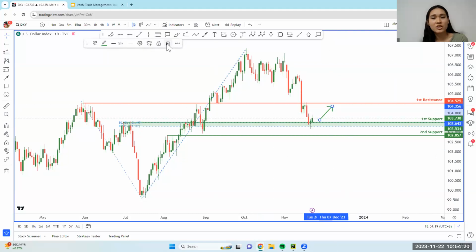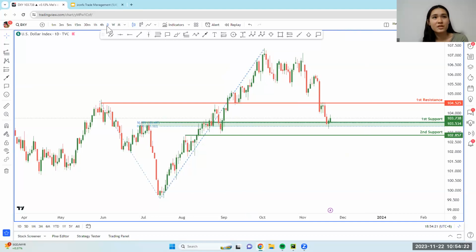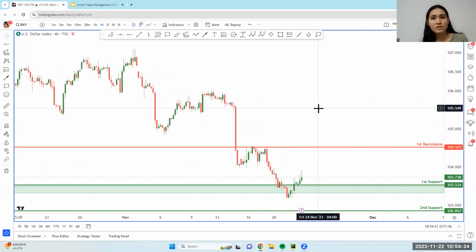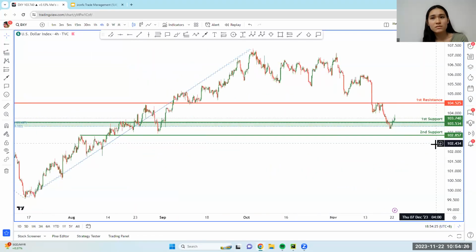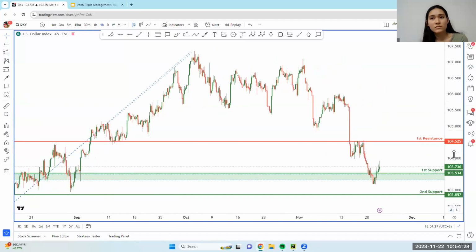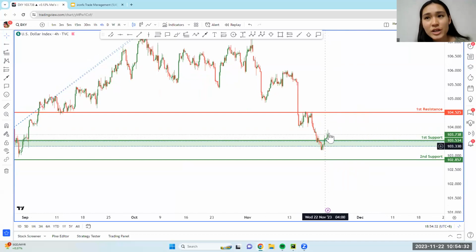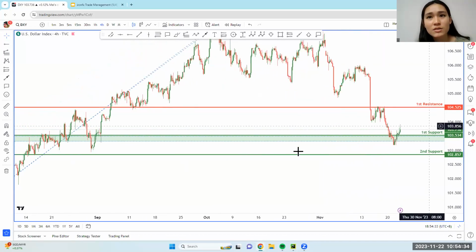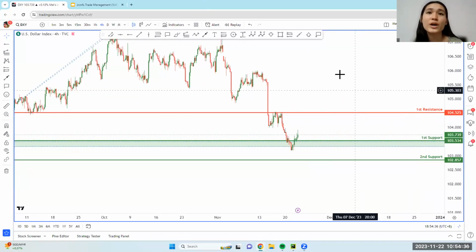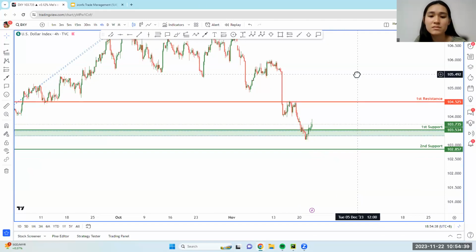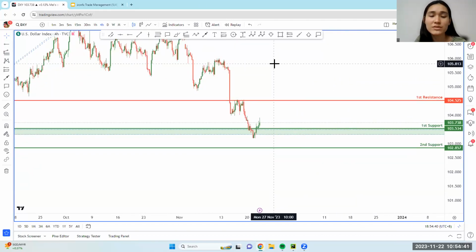Let's take a look at this on our 4-hour time frame. So on our 4-hour time frame, we definitely see prices kind of reacting off of our first support as well. So we can definitely still expect prices to continue to increase towards our first resistance.